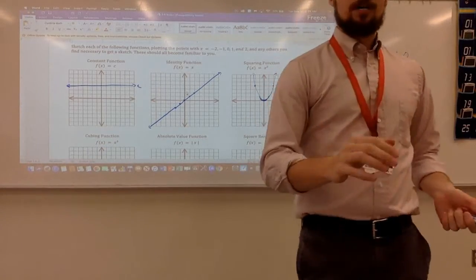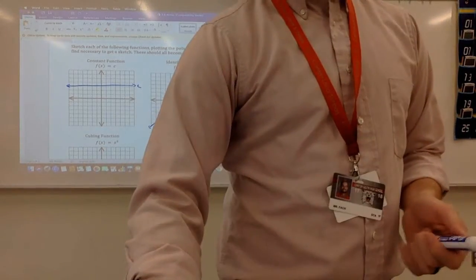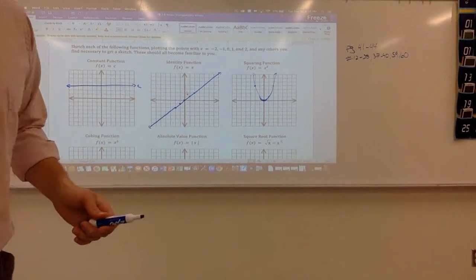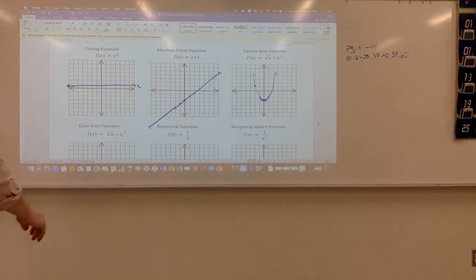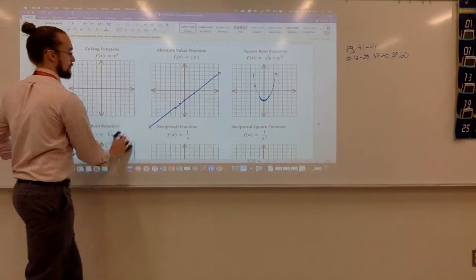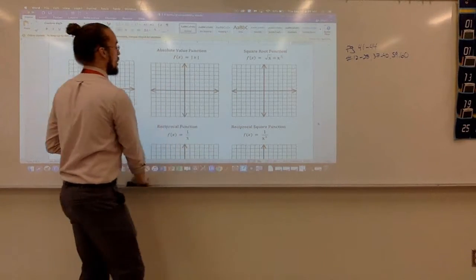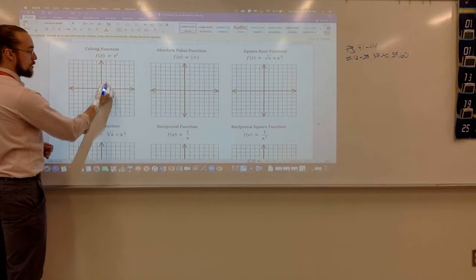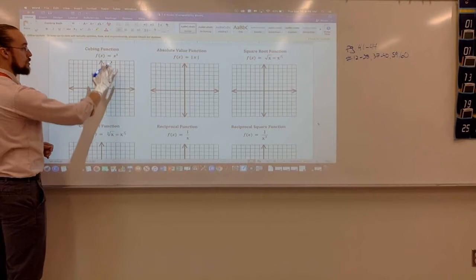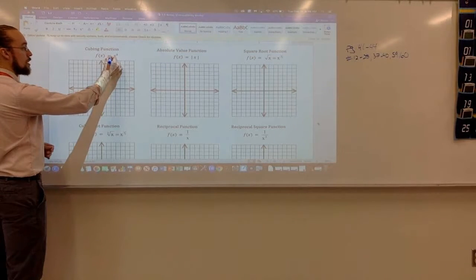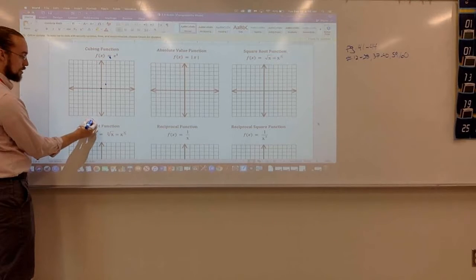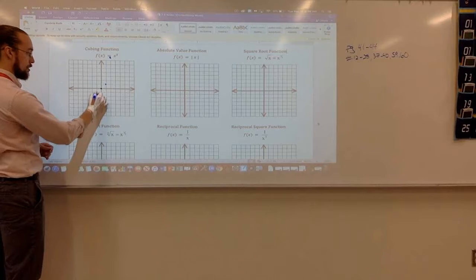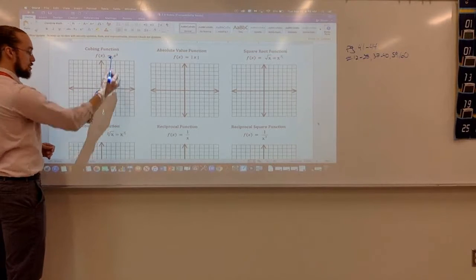We jump down to the next row, a cubic function. With a cubic function, we will end up with something like this. This actually goes off the graph a little bit, right? So our cubic function does something like this.